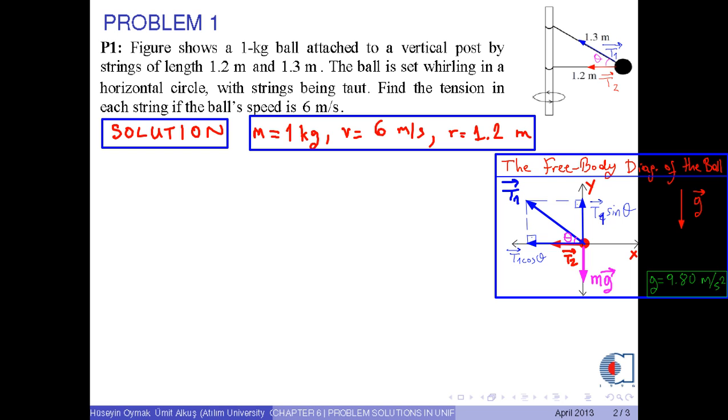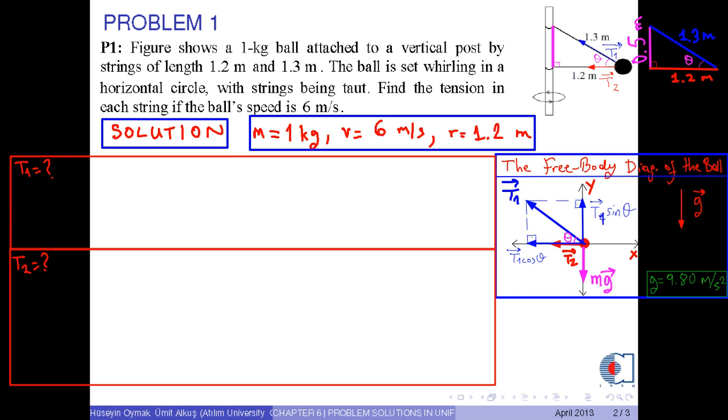In this problem, theta is not given explicitly, but it can be found easily by calculating the third side of this right triangle as 0.5 meters by the Pythagorean theorem. Okay, that's all about free body diagram. Let's calculate T1 and T2.